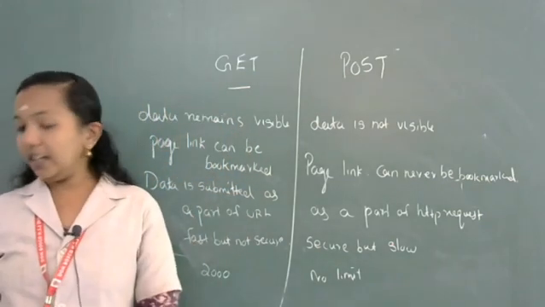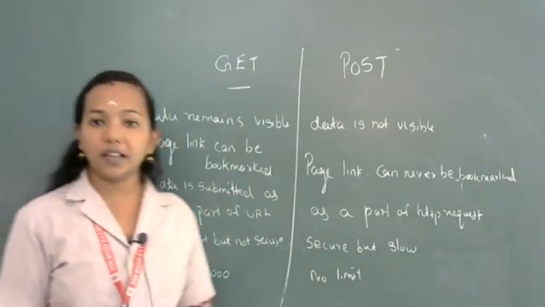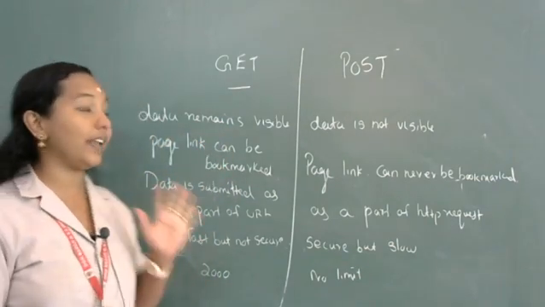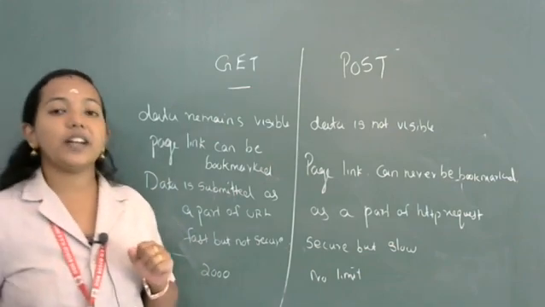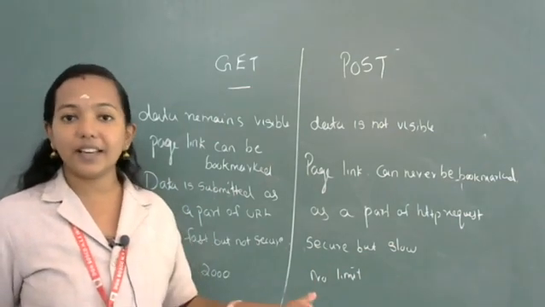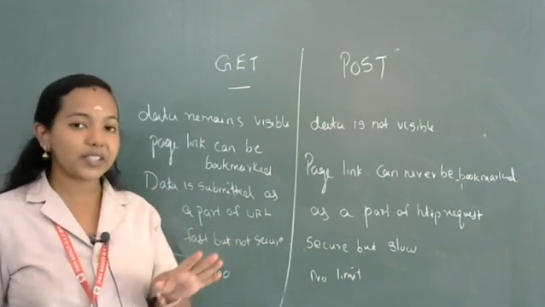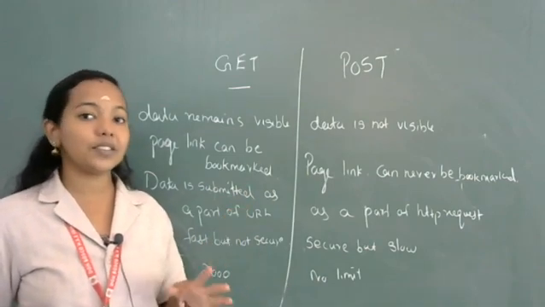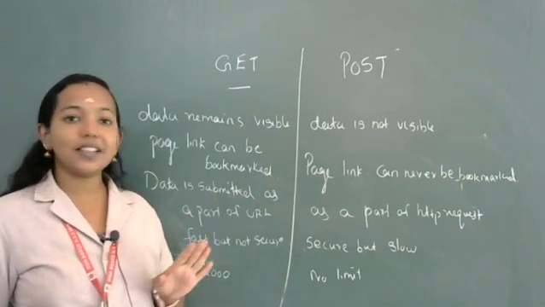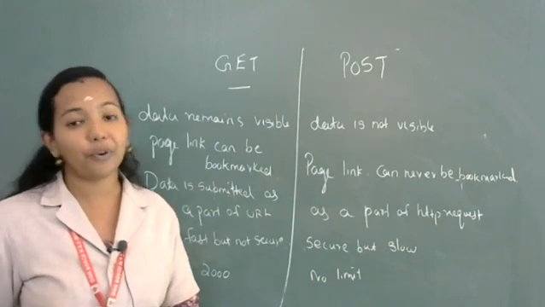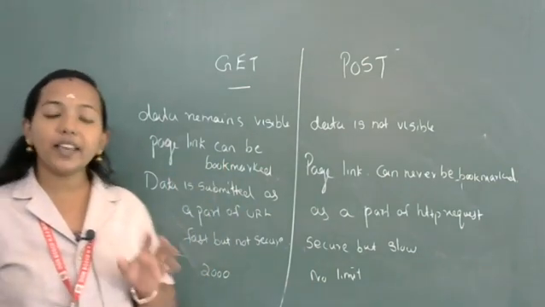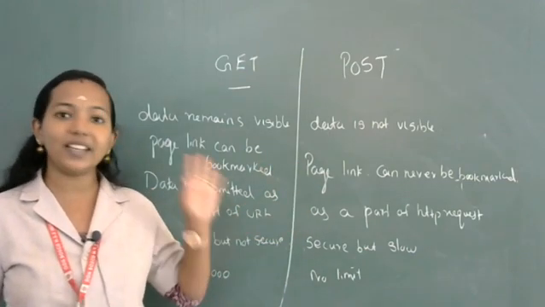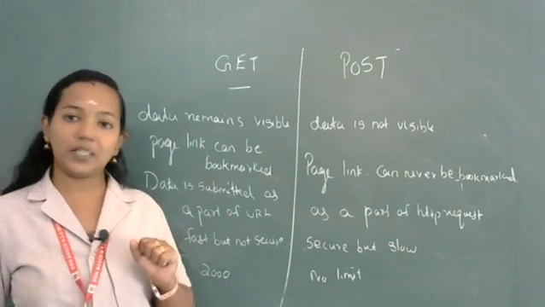So these are the different comparisons of get method and post method. The first point is that the data remains visible in the address bar. Whichever data we are transferring, the entire data is visible in the address bar, so it is not actually secure. In post method, data is not visible, it will be sent as an input file. Second, the page link can be bookmarked with get, but with post the page link cannot be bookmarked because the details will not be available in the address bar.